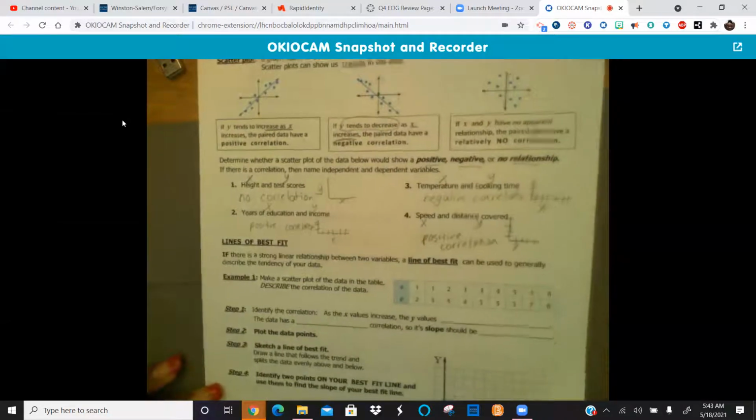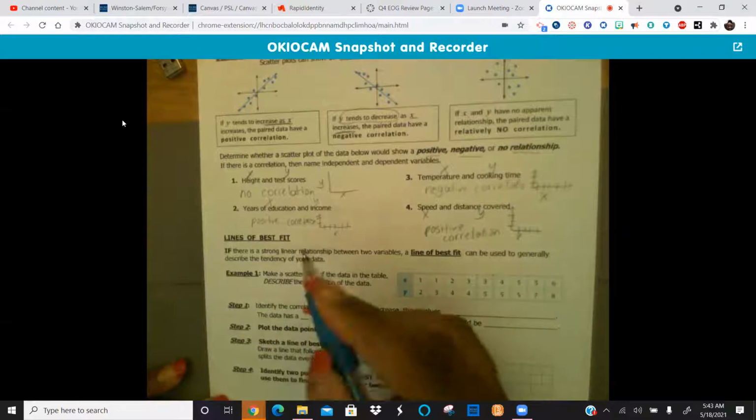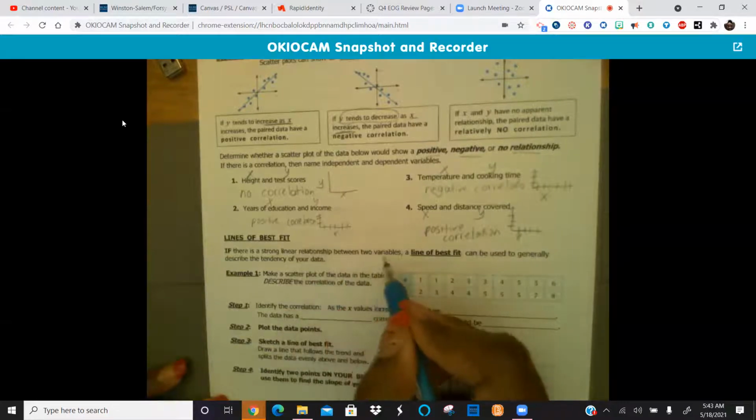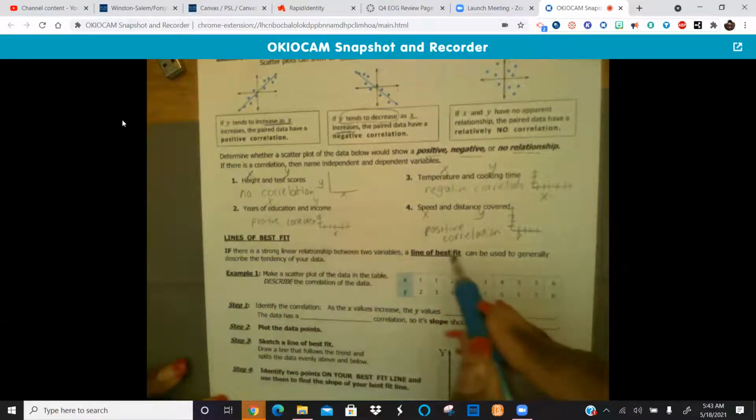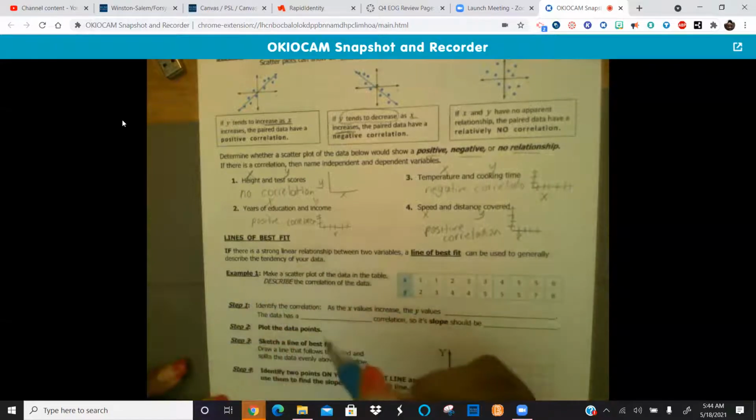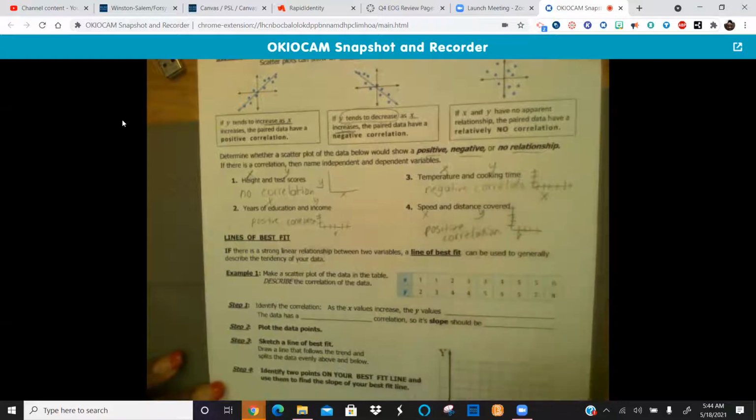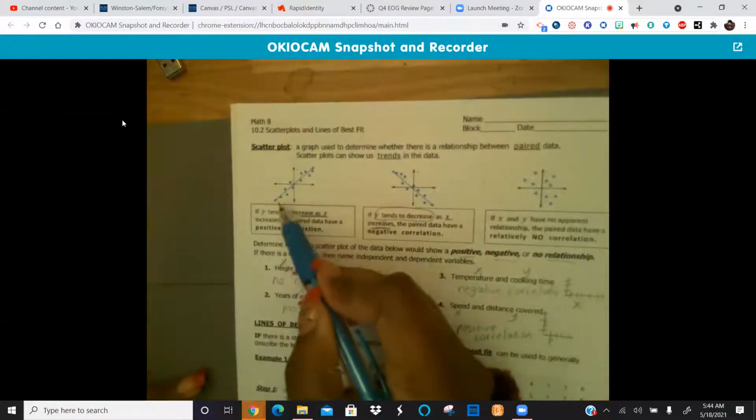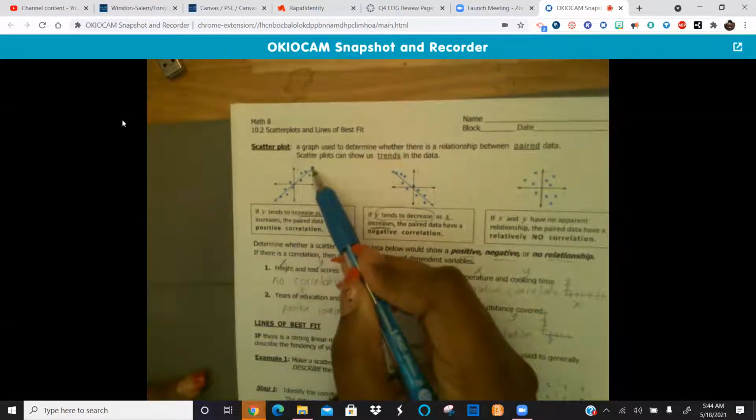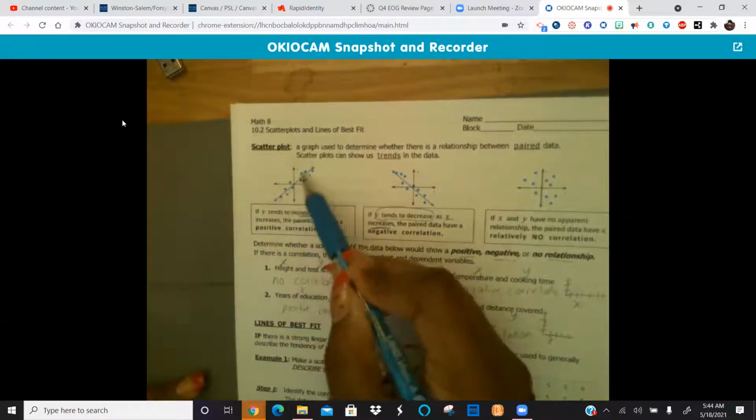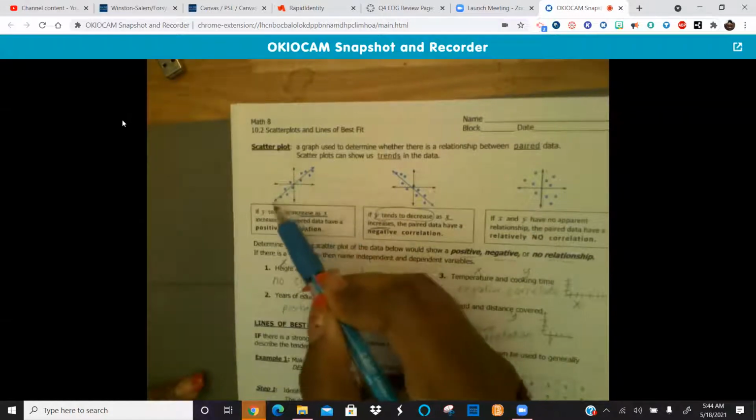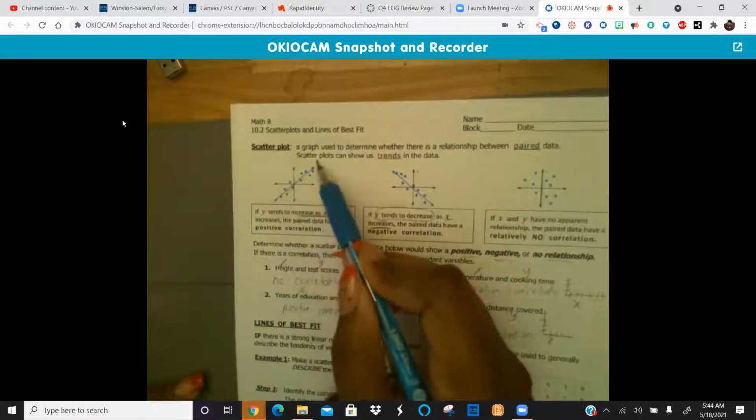All right, now let's look at lines of best fit. If there's a strong linear relationship between the variables, a line of best fit can generally describe the tendency of that data. So your line of best fit is the line, just like you see the line here, that best describes the points. You see, this line best describes the points because the line is in the center of the data. You have almost the same amount of points on top of the line as below the line, and it's going in the same direction.